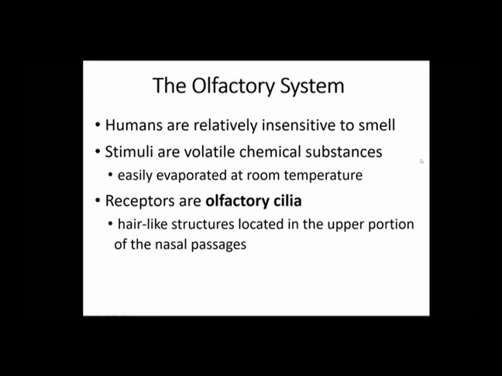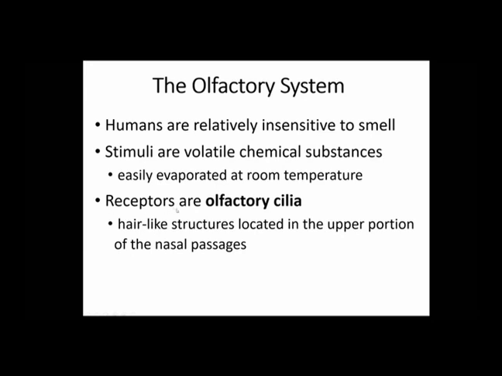And this sounds like a really important and really big thing, but when we say volatile, it just means that it's easy to become a vapor at room temperature. So they aren't going to stay in solid or liquid form. These chemicals, these molecules from our food or whatever else is putting off a smell, are going to turn into gases that can then travel to our noses. So a volatile chemical substance is just something that evaporates easily at room temperature, which sounds far less exciting.